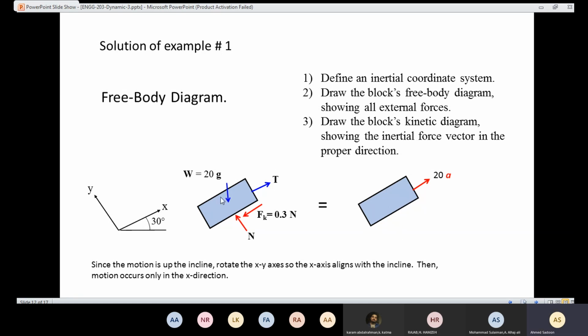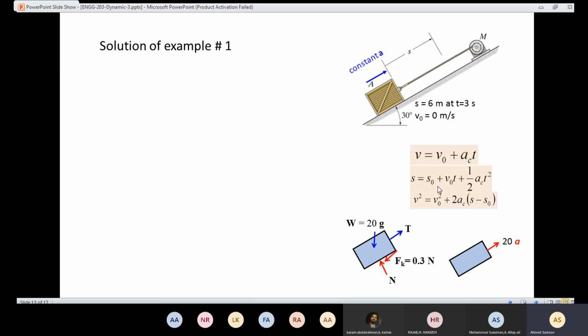Now in order to determine the value of T, I need to know the value of A. So in this example, we don't know the value of A. We don't know the value of the acceleration. So we need to use the kinematics equations first in order to determine the acceleration.